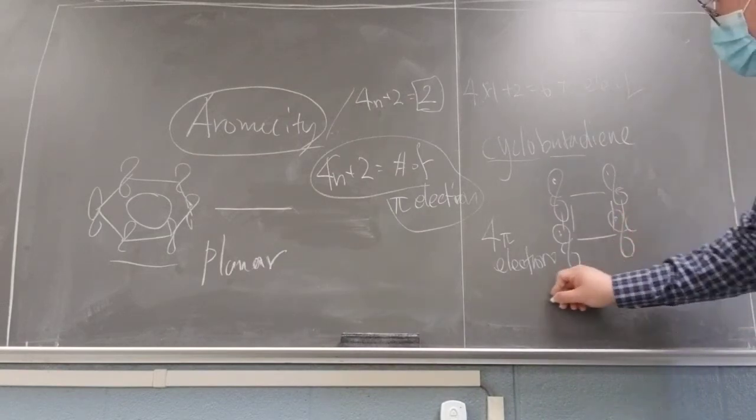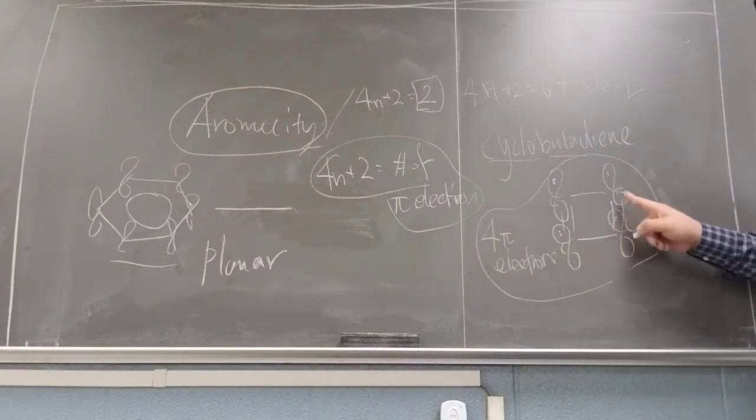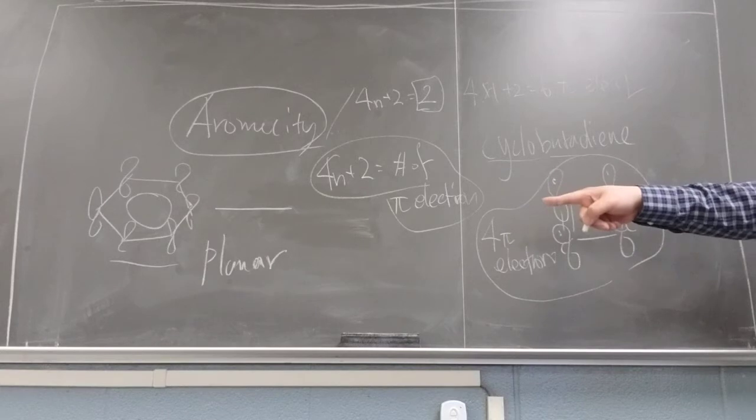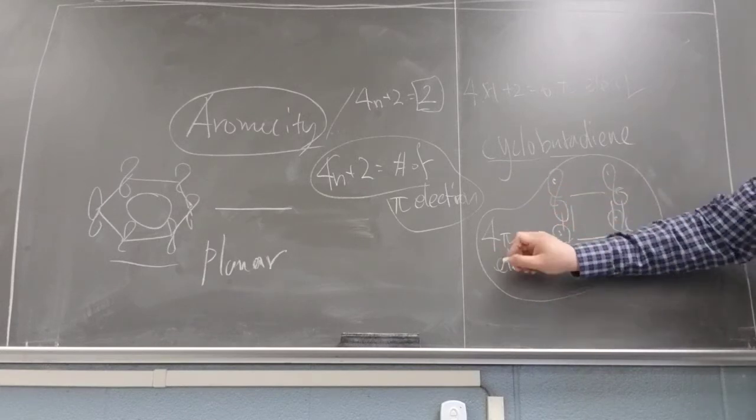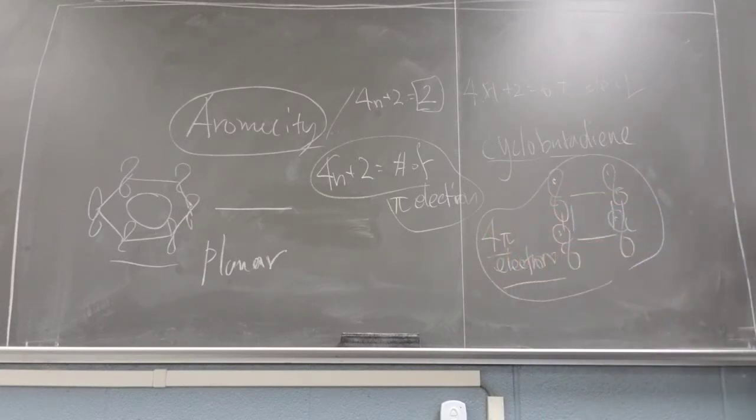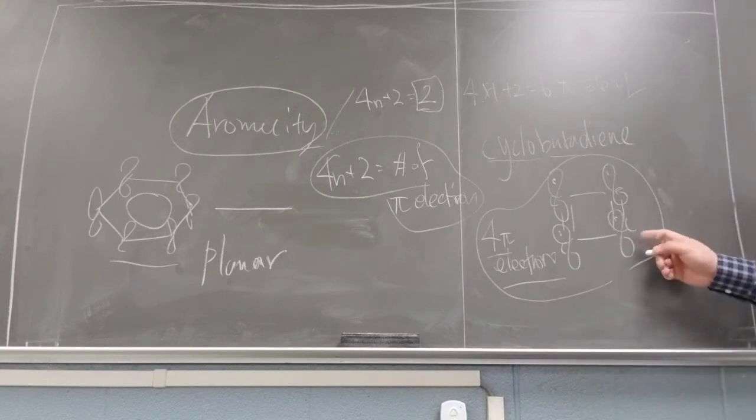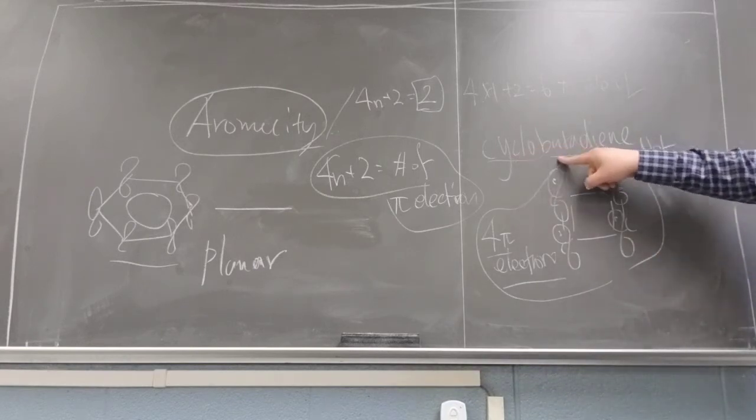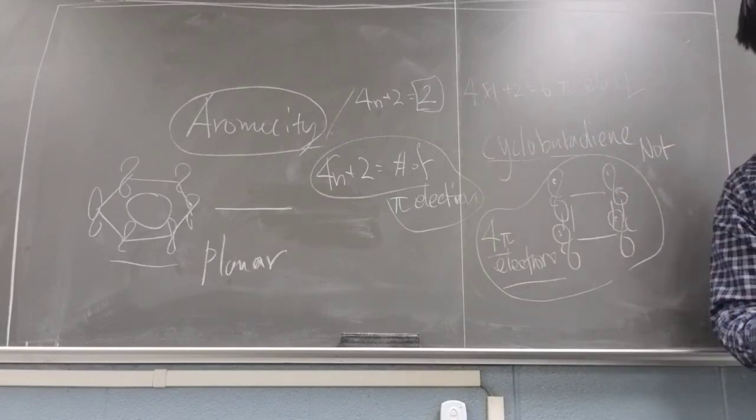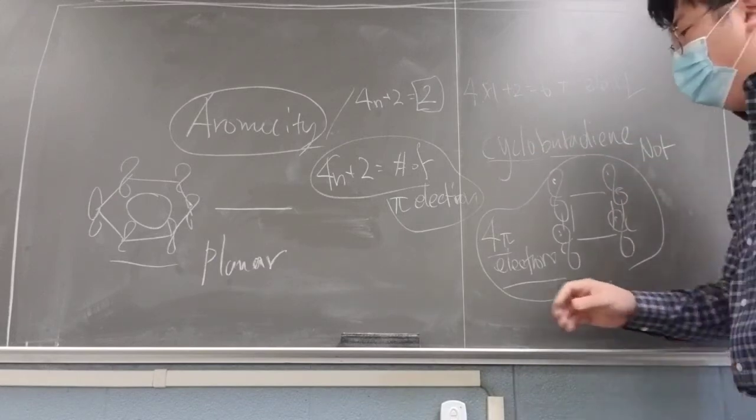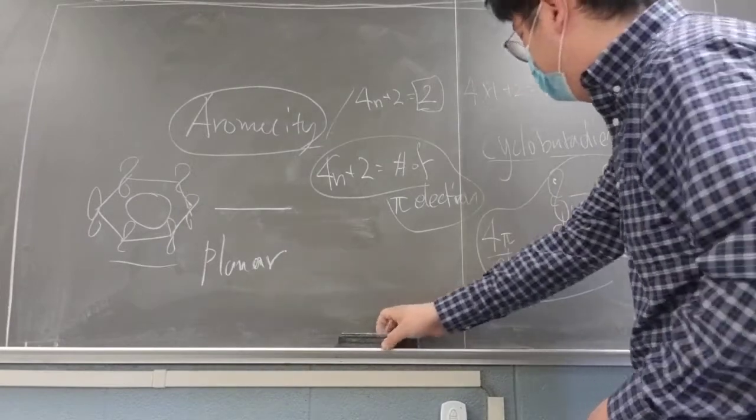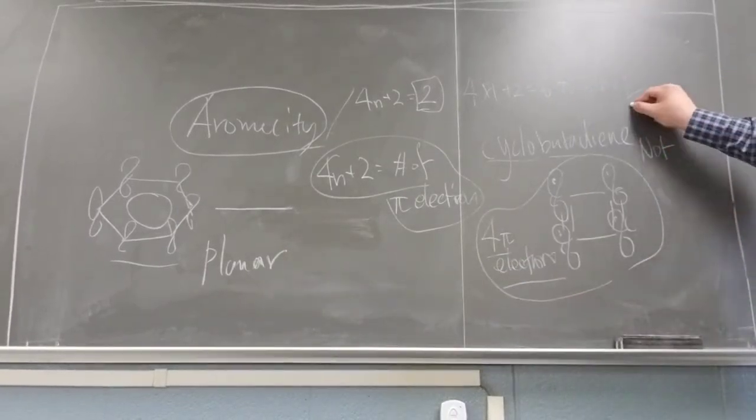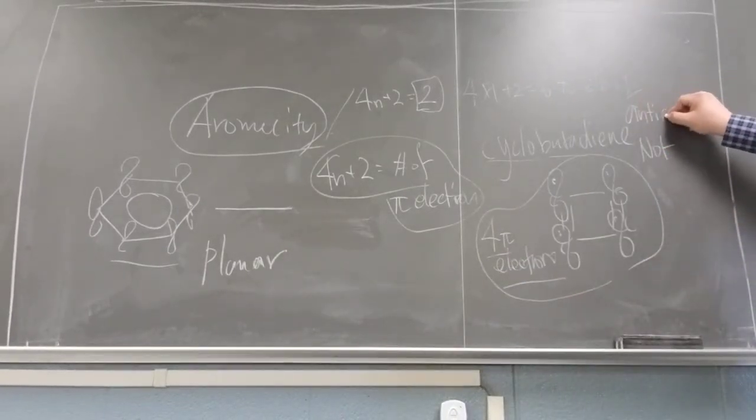But this one has, like I said, one electron for each p orbital, so they can be conjugated a certain way. But there are 4, not 2 and not 6. So cyclobutadiene is not aromatic. And we actually call this anti-aromatic.